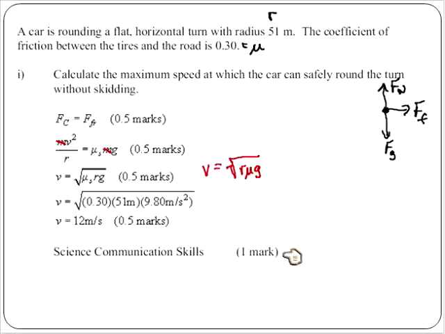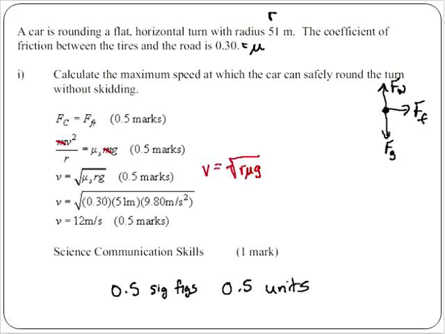The third mark is our mark for science communication skills. That means, and the way that's usually always broken down, is 0.5 for sig figs and 0.5 for units. That's where that 1 mark science and communication comes from.